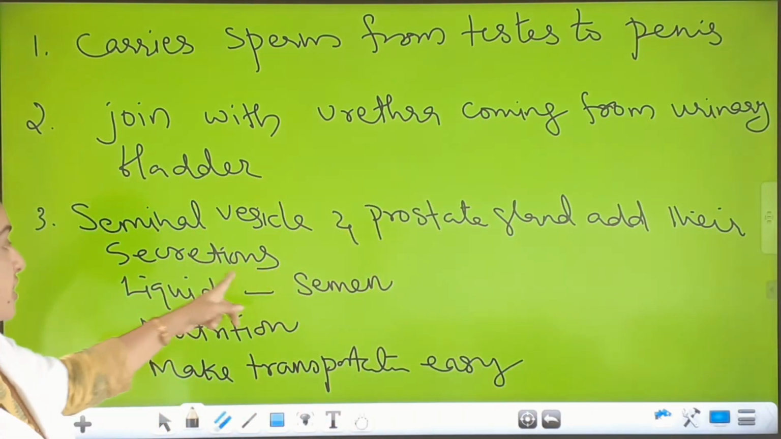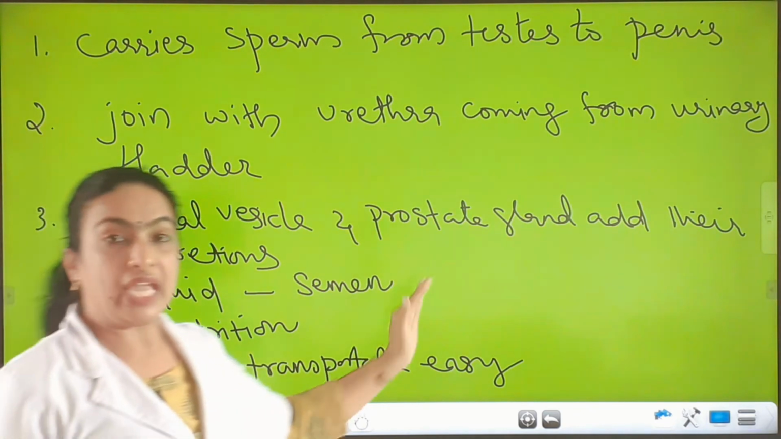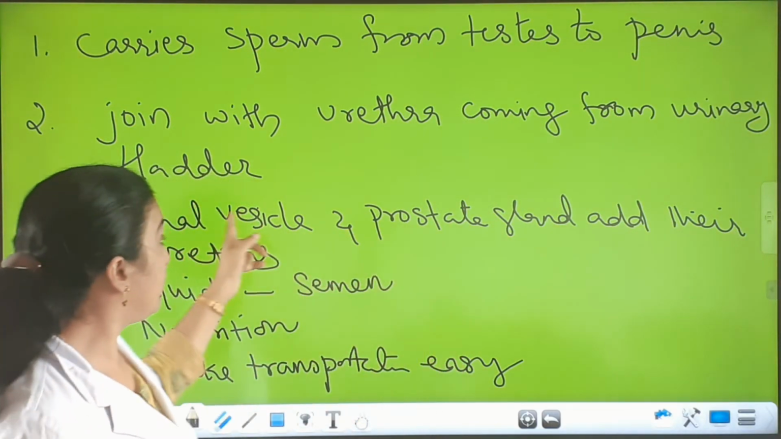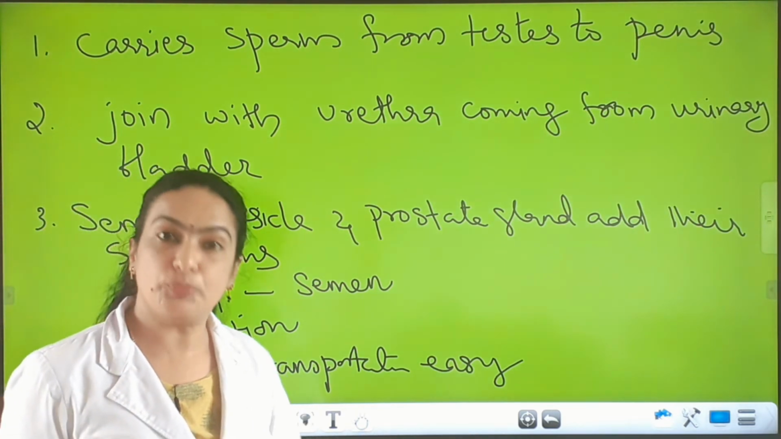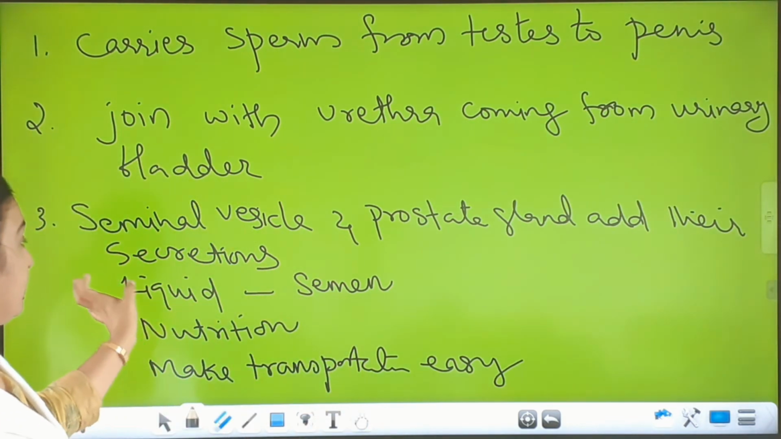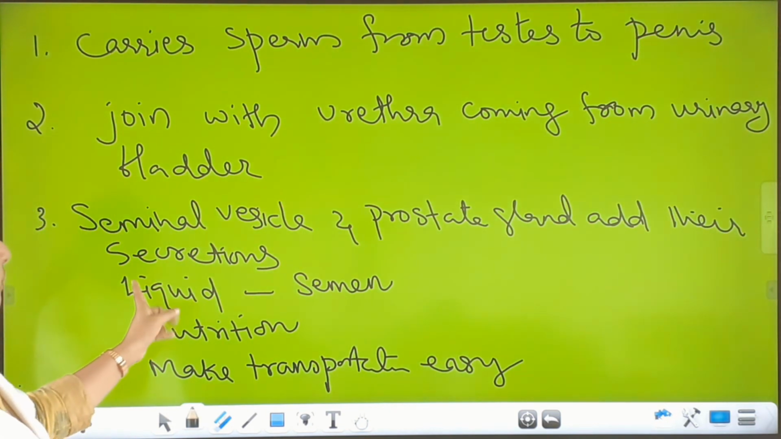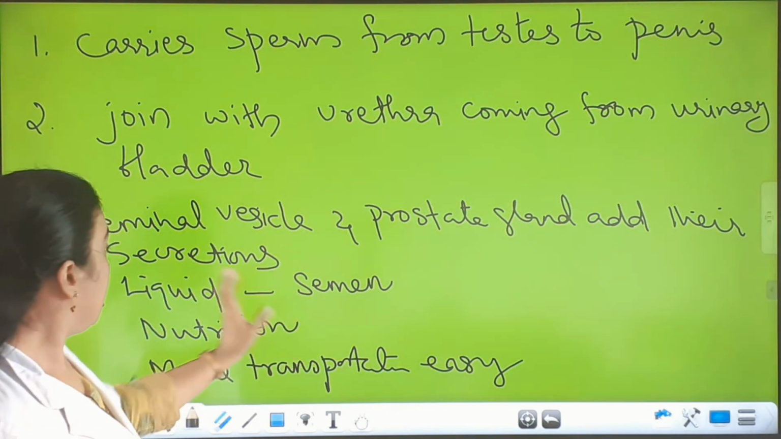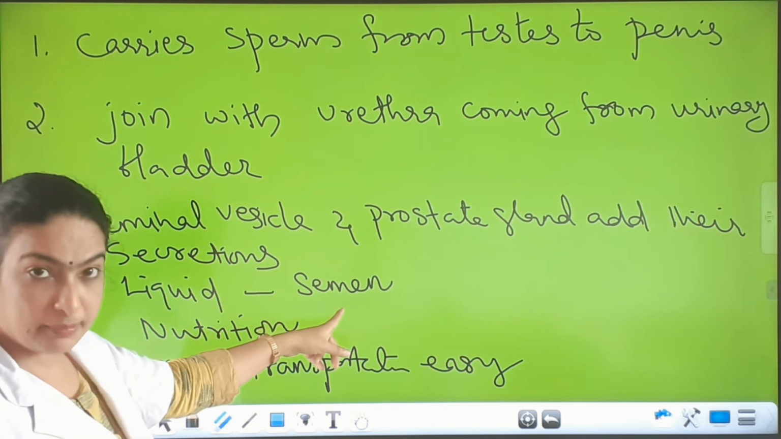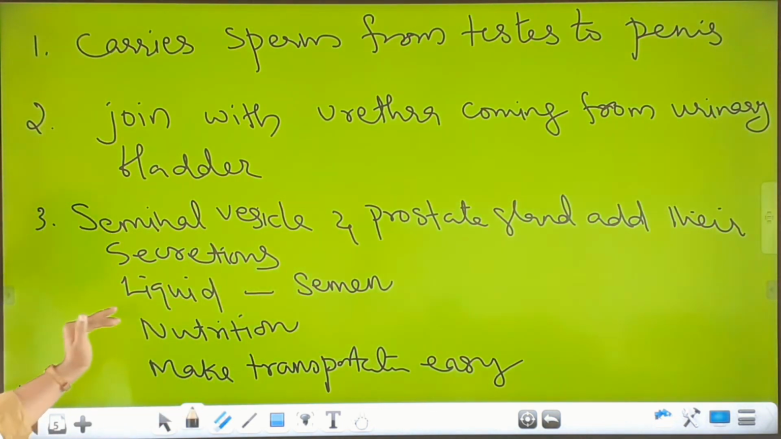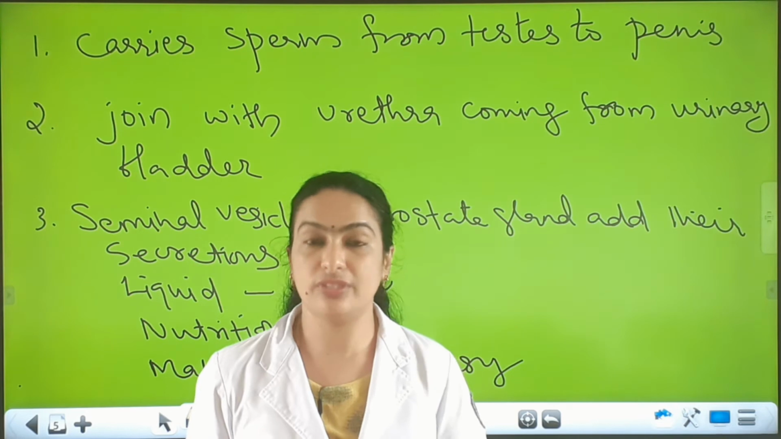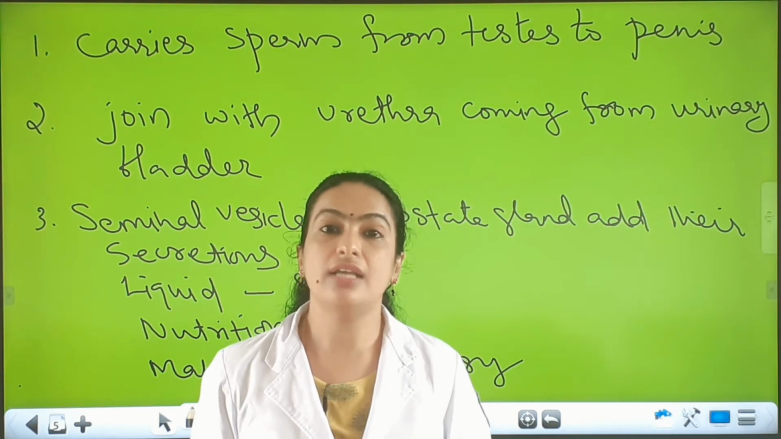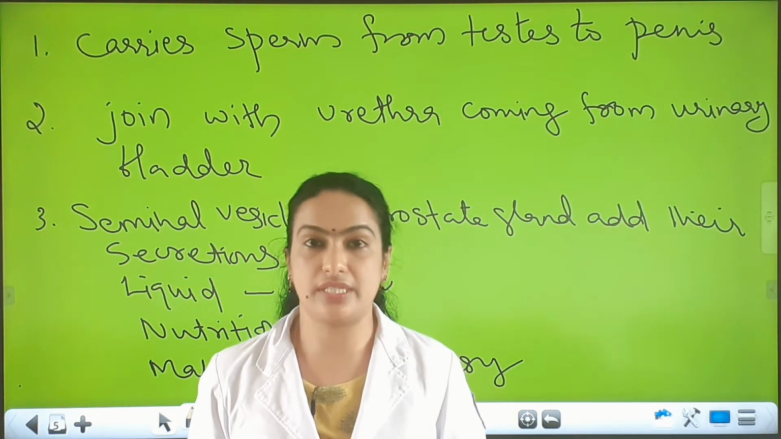So what are the functions of the secretions of seminal vesicle? Along the path of the vas deferens, the prostate gland and seminal vesicles add their secretions to the sperm, and the secretions make the sperm into liquid form, which is called semen. It also provides nutrition and makes the further transportation of sperm to the penis easy. So these are the functions of the secretions of seminal vesicles and prostate gland.